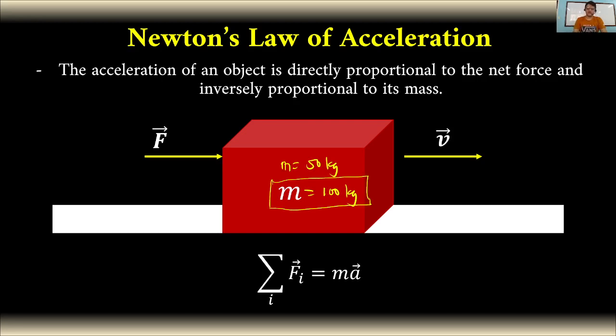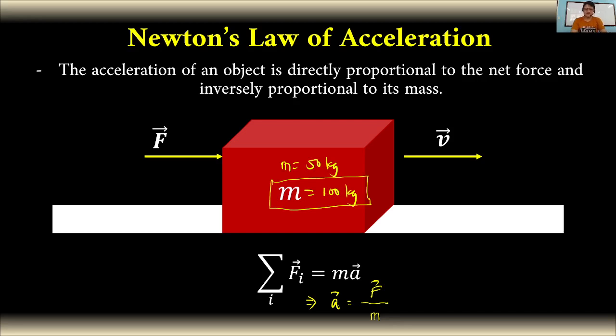And that is what we mean by saying the force is directly proportional to the acceleration. Also, from this equation, we can see that the acceleration is inversely proportional to the mass. We have the acceleration equal to force over the mass, which means that as the object becomes heavier, the acceleration becomes smaller, and thus the speed becomes smaller, or the speed decreases.